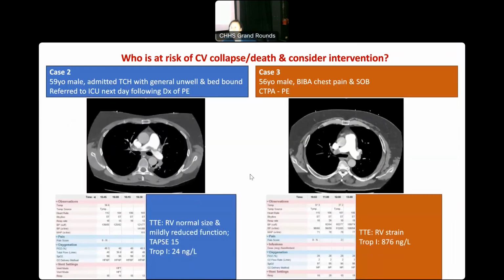So, medical student, can you tell me what is the risk score for case 2 and case 3? Case 2? There's lots of students there. Is it high risk? Is it a high risk patient? He's shaking his head. No. Does that mean intermediate risk?